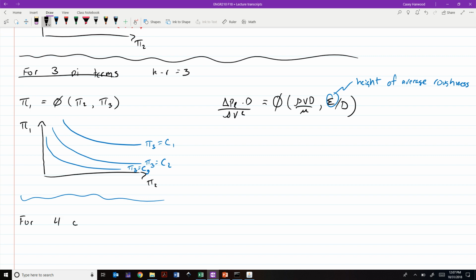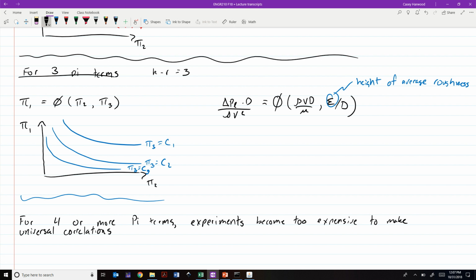For 4 or more pi terms, experiments become too expensive to make these universal correlations practical. Okay.